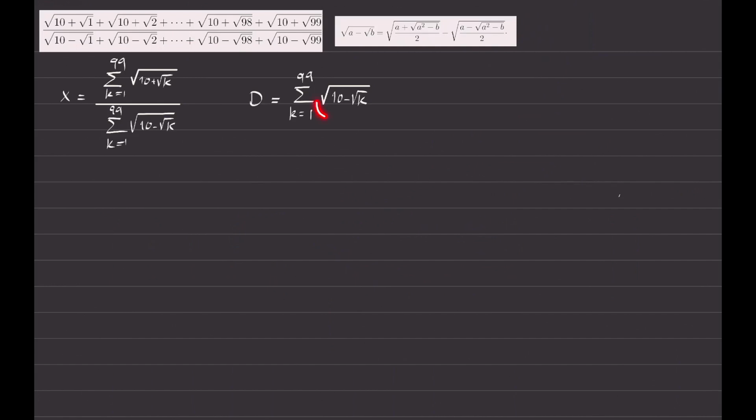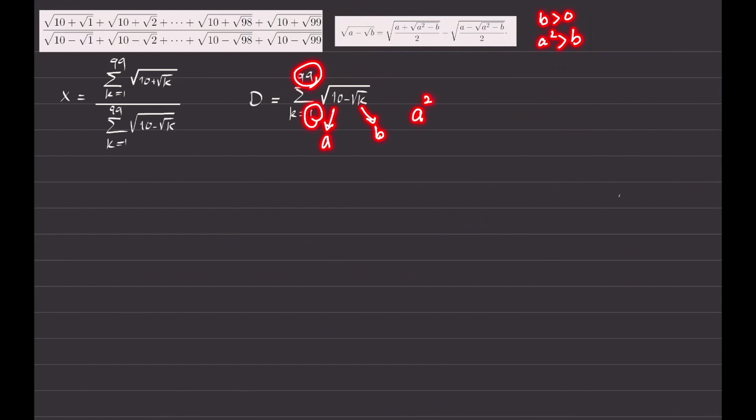Now, comparing this with this, I want to give the role of A to 10, and I want to give the role of B to k. And I can use this theorem because the condition for this theorem to work was B positive and A squared be greater than B. So if I want to give the role of A to 10 and B to k, of course, B is positive because k goes from 1 to 99 and all of them are positive.